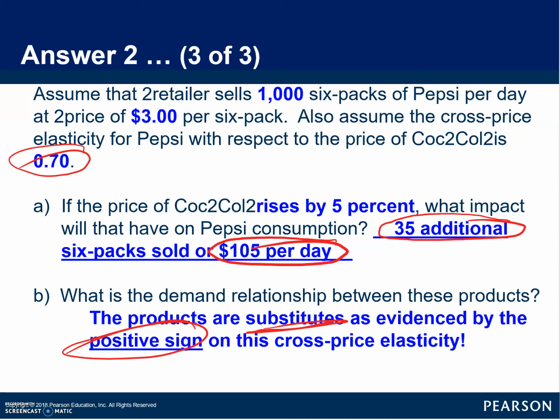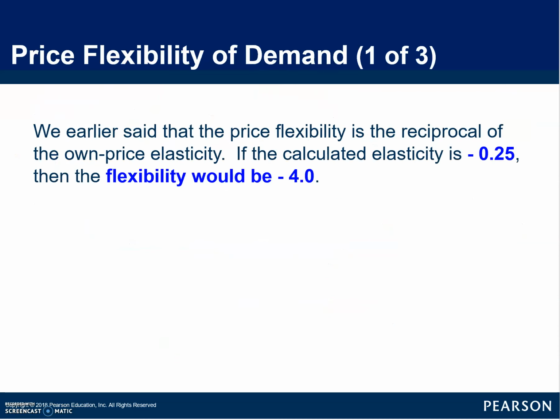We're going to finish this out. We've got 3 minutes to finish. We talked about price flexibility. Again, price flexibility is just the reciprocal of the own price elasticity. So if our own price elasticity in this example is negative 0.25, we would then say that our price flexibility is negative 4.0.